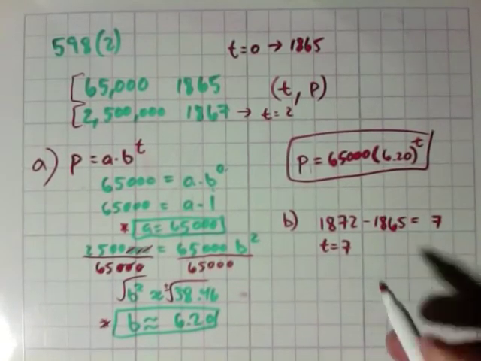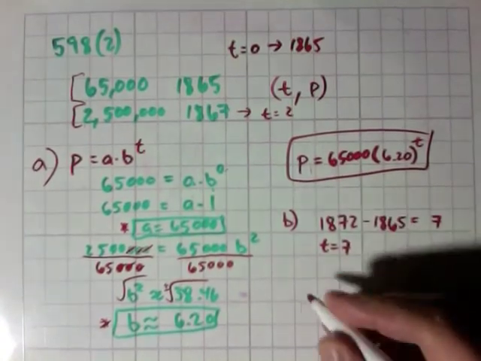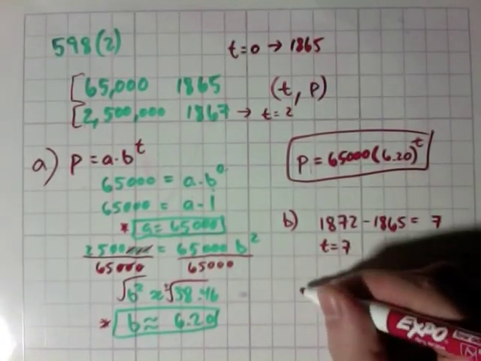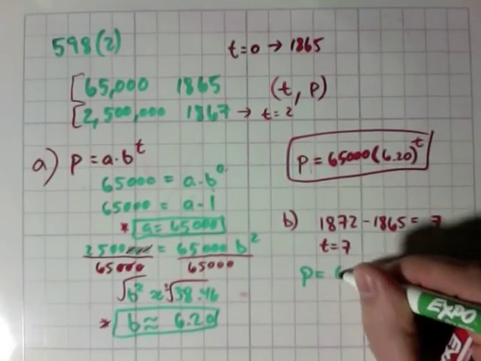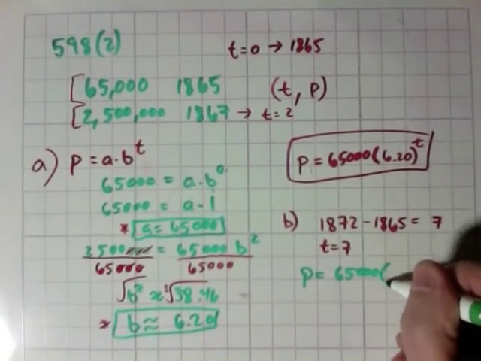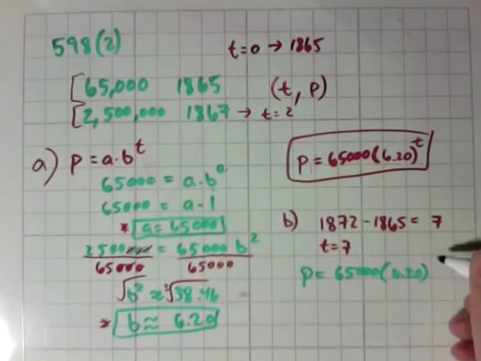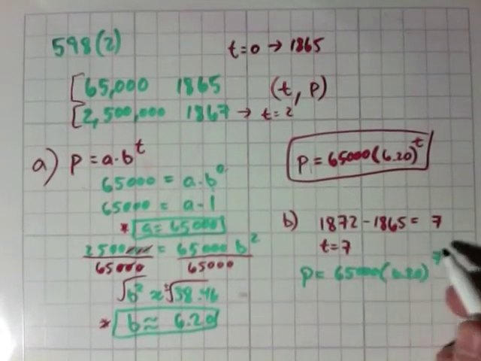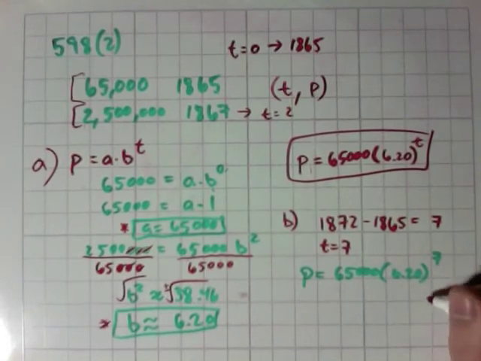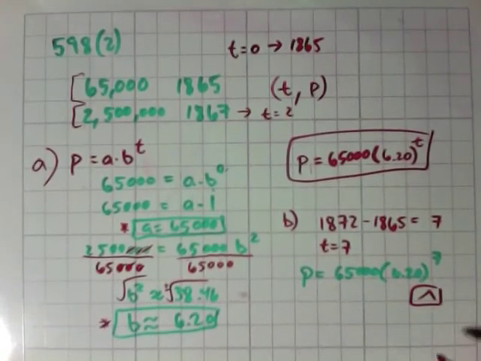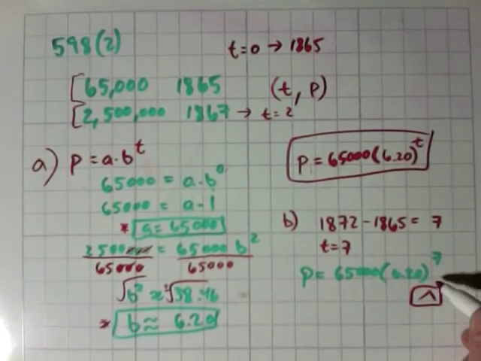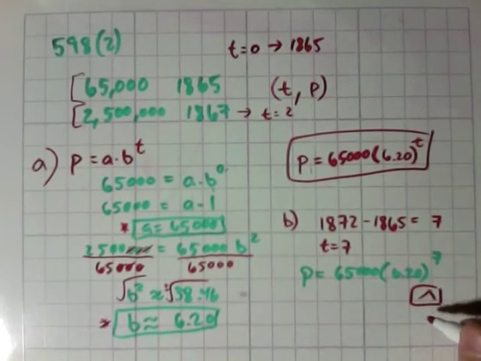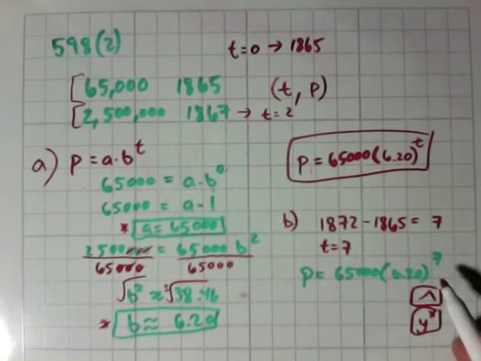So what I'm going to do is just plug 7 in for t and evaluate for p, and that looks like all calculator work if I've ever seen it. So p is equal to 65,000 times 6.20 to the 7th. The way you would plug this into a calculator is 6.20, and you'd probably hit the little, it's called a caret. I always call them mountains because I think they look more like mountains than carrots. And then 7. Some calculators also have the y to the x button. Alright, so either of those buttons is what you'd do there.